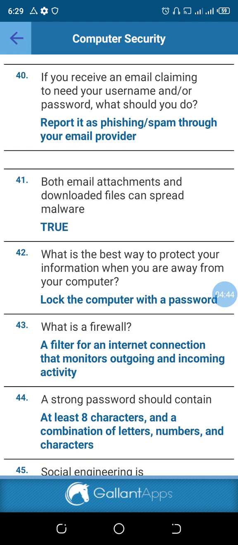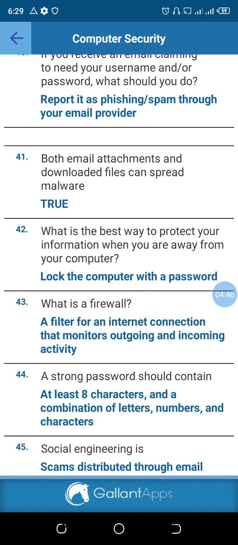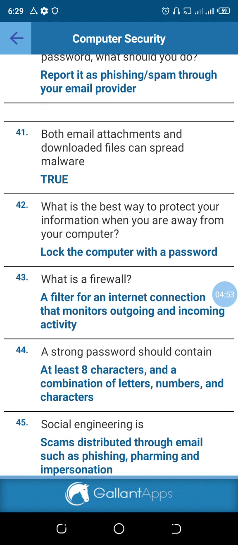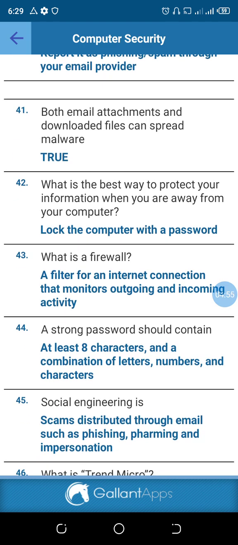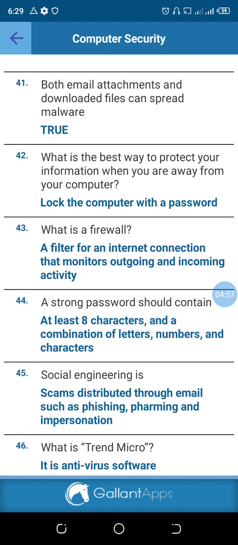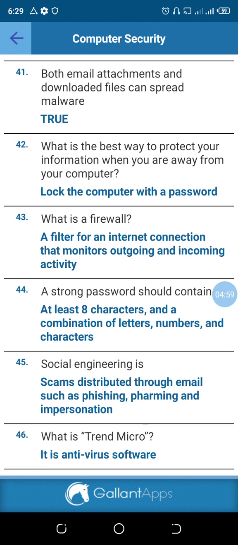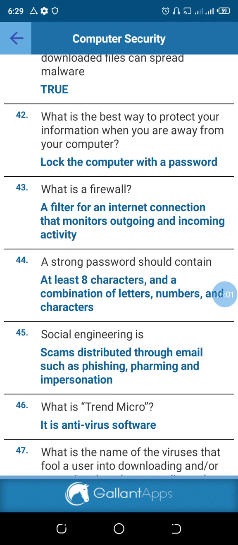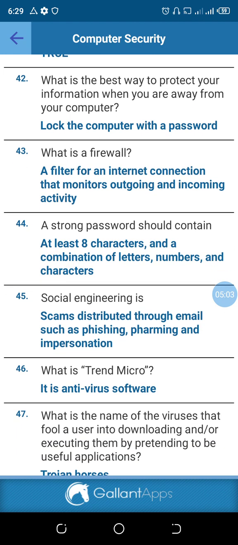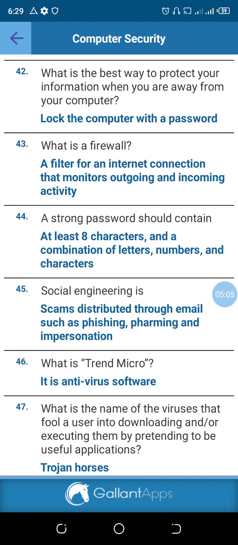If you receive an email claiming to need your username and or password, what should you do? Report it as phishing spam through your email provider. Both email attachments and downloaded files can spread malware. True. What is the best way to protect your information when you are away from your computer? Lock the computer with a password.